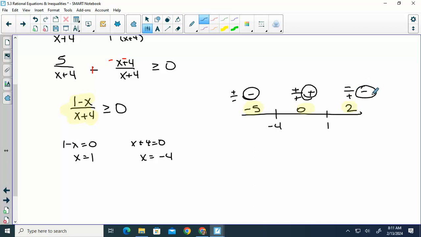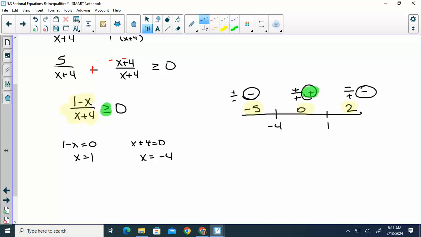In both of our examples, our signs have alternated, positive, negative, positive, or vice versa. That's typically how it happens, but not always. You could get the same sign twice in a row, so don't just assume that it has to be the opposite one. All right, now we ask ourselves, do we want positives or negatives? Positive. Greater than is positive.